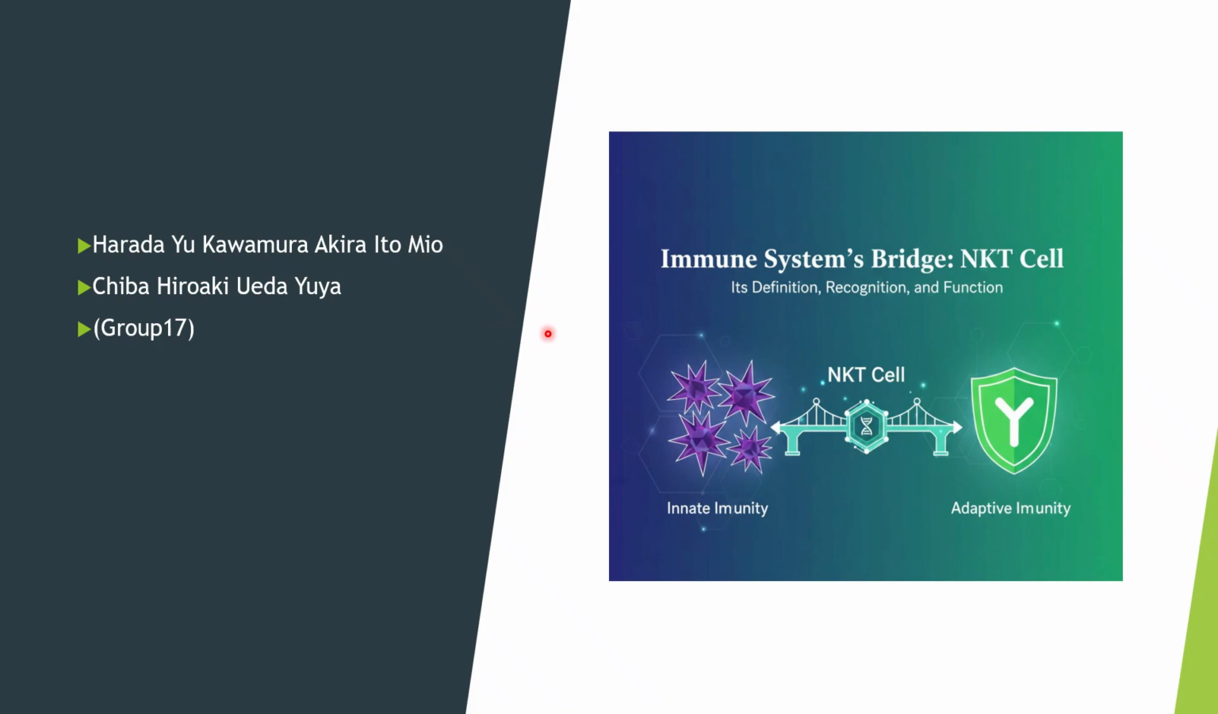We are Group 17. Today, we are going to talk about a fascinating bridge in our immune system, the NKT cell. We will explore its definition, how it recognizes targets, and the crucial functions it performs in our bodies.